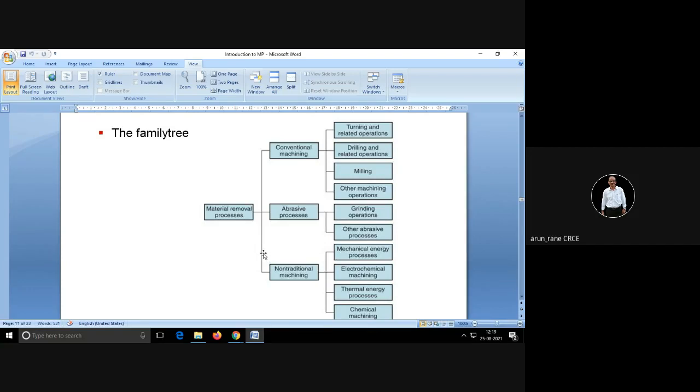So MR, material removal processes, is classified as conventional machining, abrasive process and non-traditional. Conventional, you know: turning, drilling, milling, shaping, planing, slotting, all these are conventional. Abrasive means grinding, then other abrasive processes like lapping, super finishing, honing. Grinding, honing, lapping, super finishing, these are called abrasive processes where abrasive is used.